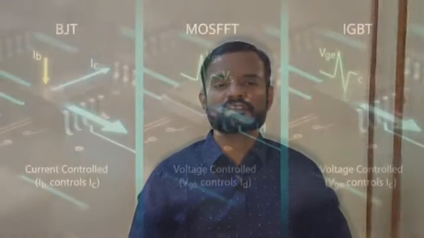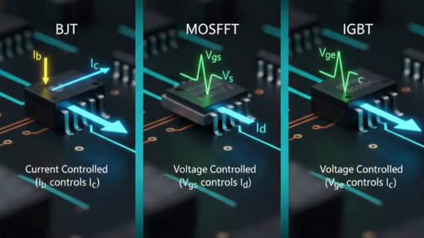As a parameter, first is control method, right? The control method of BJT is current control. Basically, BJT is used for current control applications. For example, base current controls the collector current, right? The MOSFET is a voltage controlled device, where the gate source voltage controls the drain current, right? Next comes IGBT. IGBT is again voltage controlled, where the gate emitter voltage controls the collector current.